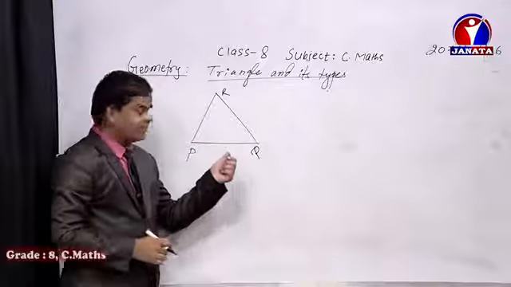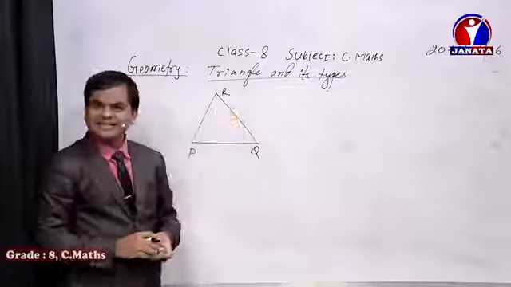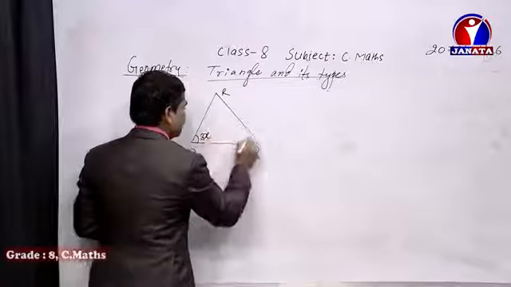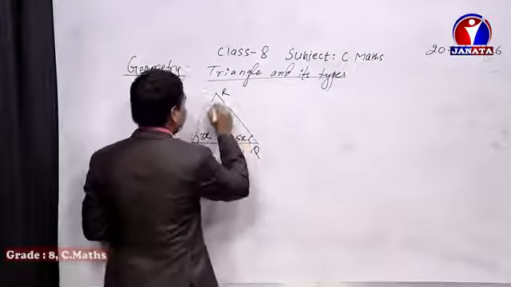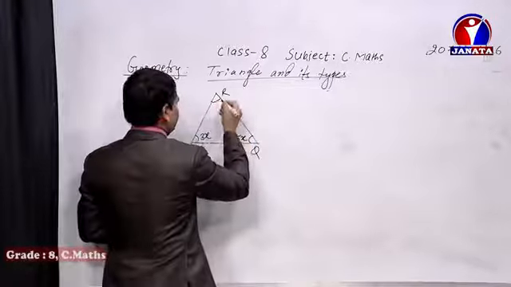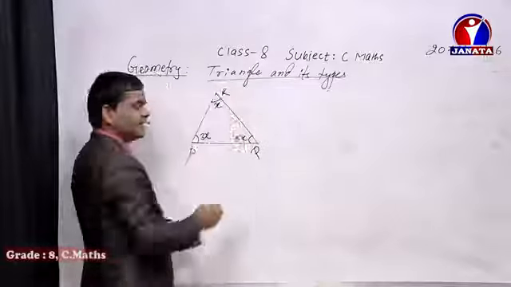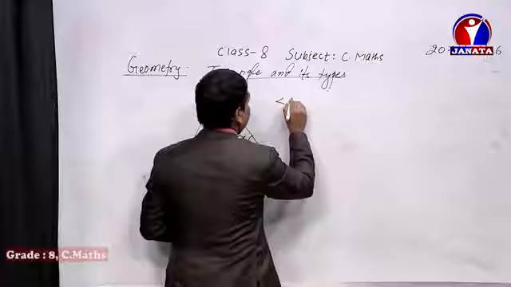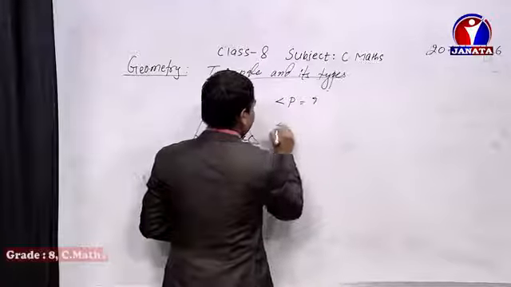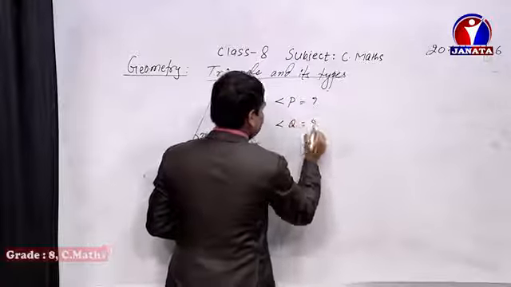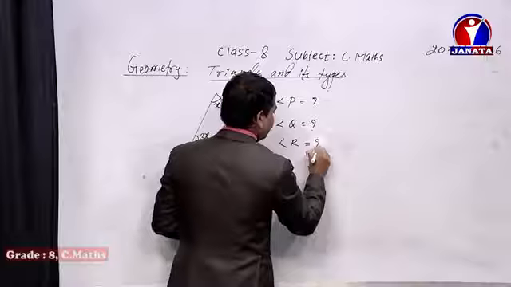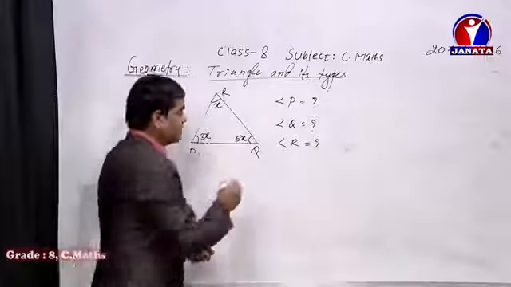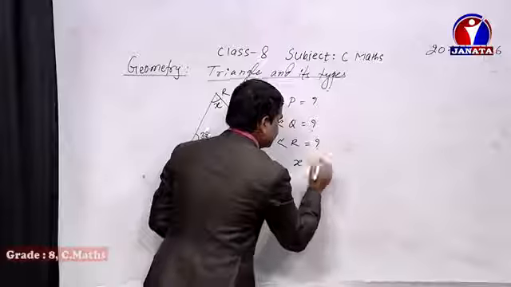Of course, we know that the sum of angles of a triangle is 180 degrees. Now, for example, here is given 3x, here is given 5x, and here is given x. Now, the question may ask you to find the measurement of angle P, angle Q, and angle R separately. Or the question may ask you to find the value of x.